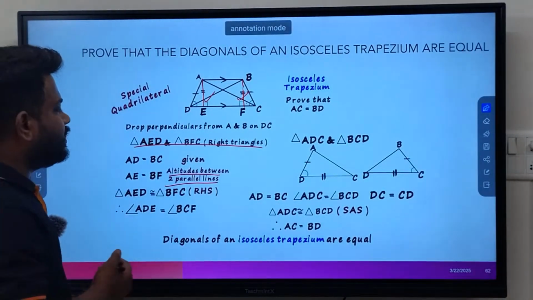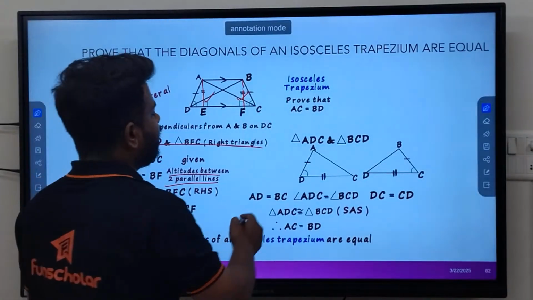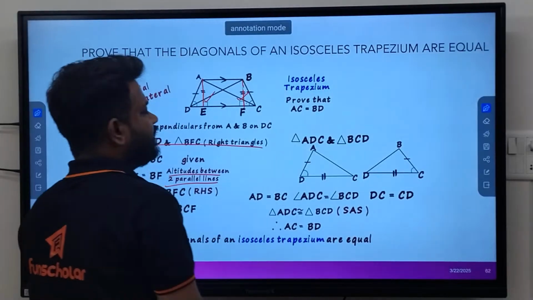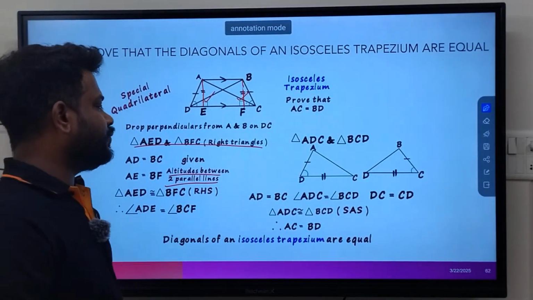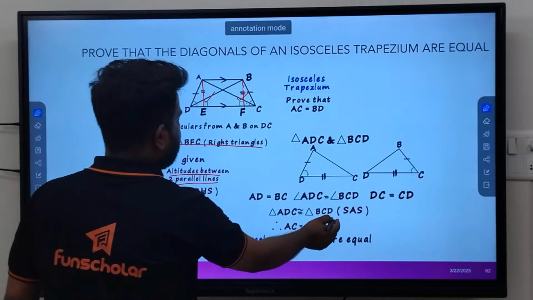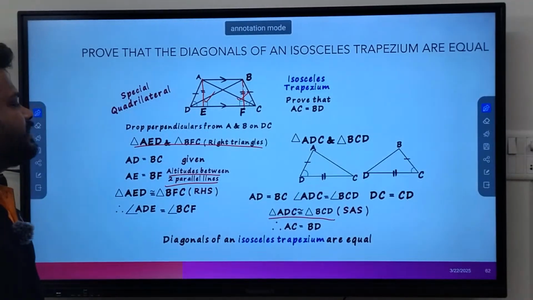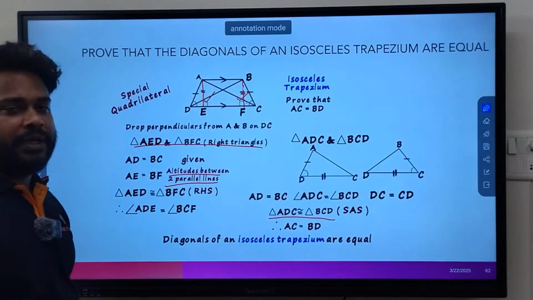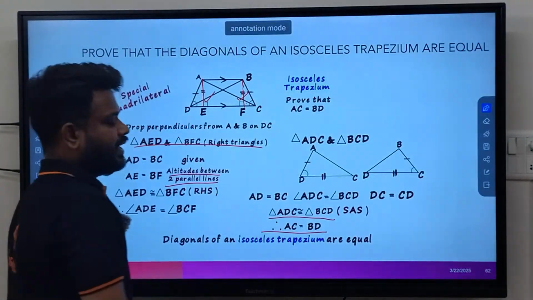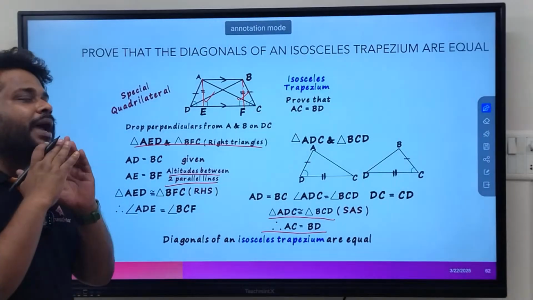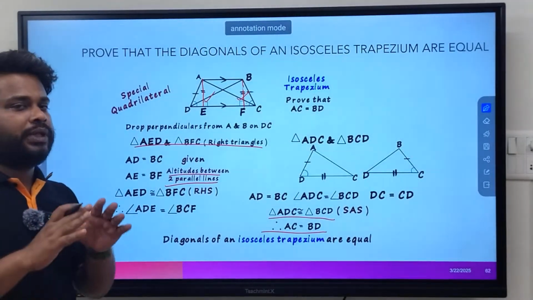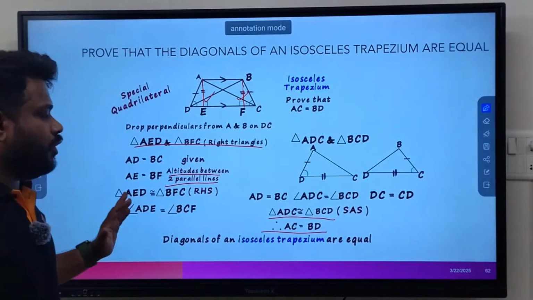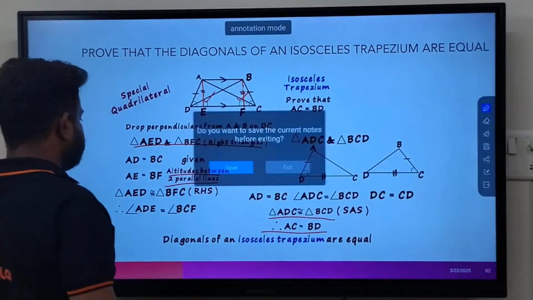From this congruent triangle we can see that one side, one angle and another side are equal. So by the SAS rule we can tell that these two sides are equal, and from this we can say that these lines will also be equal: AC equals BD. You need to practice it a little bit so that you won't make mistakes in this theorem. Okay, let's go to the next one.